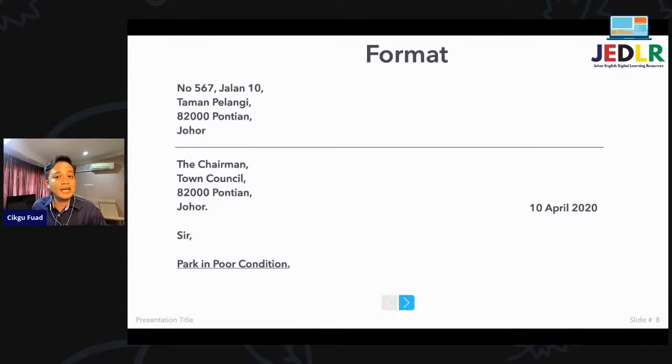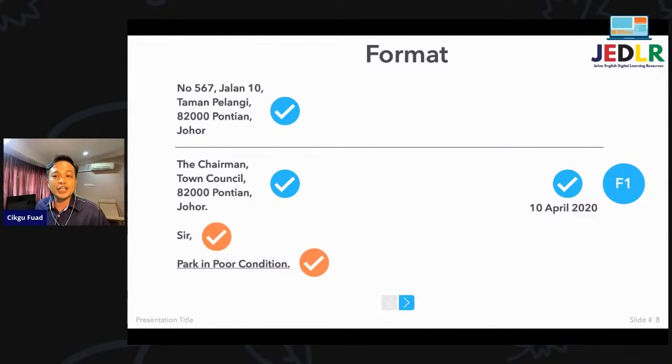But if you decide to underline the topic, please underline using the same colored pen. Guna pen warna yang sama. If you write in black, then in black. If you write in blue, then in blue. Now, addresses and the date, you will get F1. Sir and park in poor condition, you will have F2. Now this is the top part of the format.